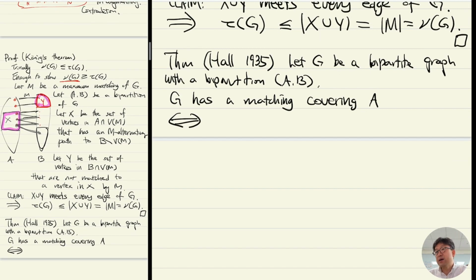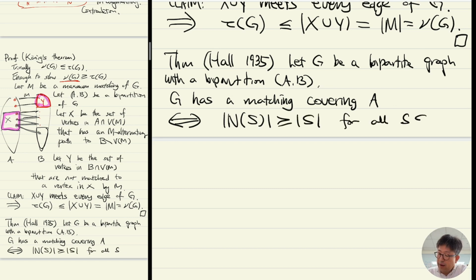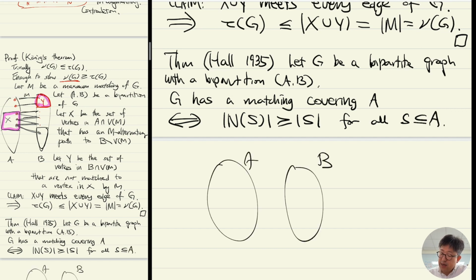the neighborhood of S is at least the size of S for all subsets S of A. So what is that? You have A and B. We are not trying to find the maximum matching. I'm trying to find a matching covering every vertex in A.